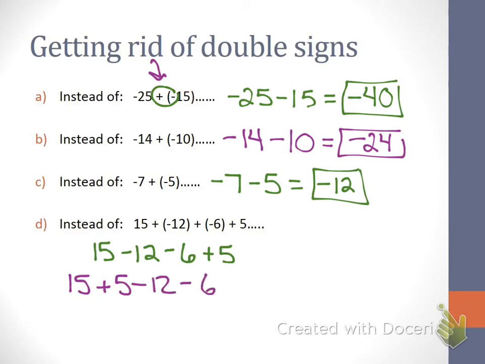And now 15 plus 5 is 20. Hold on. What's negative 12 minus 6? Negative 18. Did you get it? Minus 18. So your answer is 2. Raise your hand if you got 2. Did you get 2? Okay, so we got some practice to do tonight. Okay, if you understand that, that's everything you need to know for 1.5.